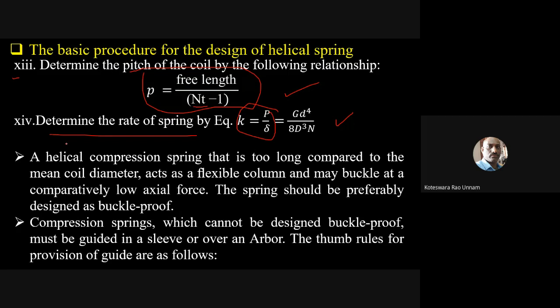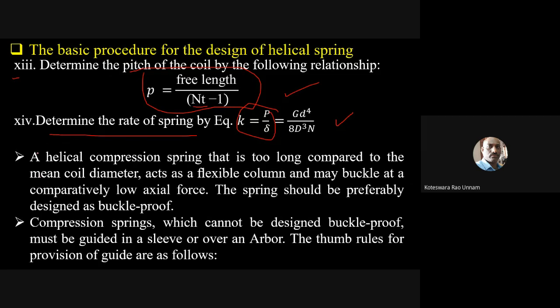So here we talked about the design based on strength. If you look at this entire design procedure, it is based only on strength. We use the stress equations and the deflection equations, but nowhere are we concerned about buckling. But in the beginning we said that there are three criteria, and we are not considering buckling here. Generally we follow some rules to avoid buckling in the spring. So what are those thumb rules here?